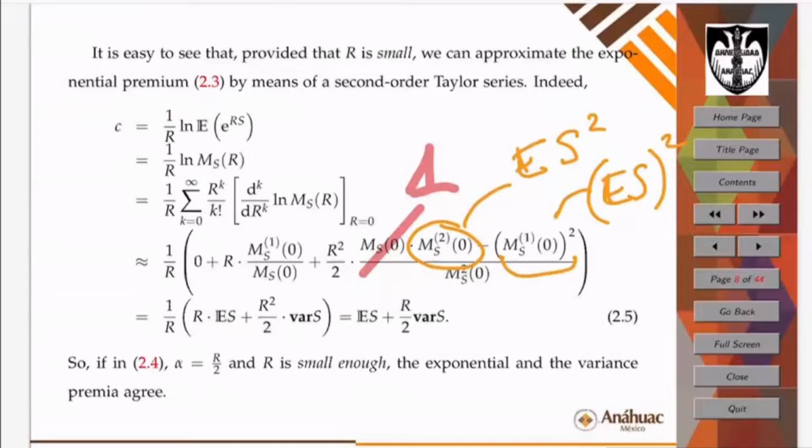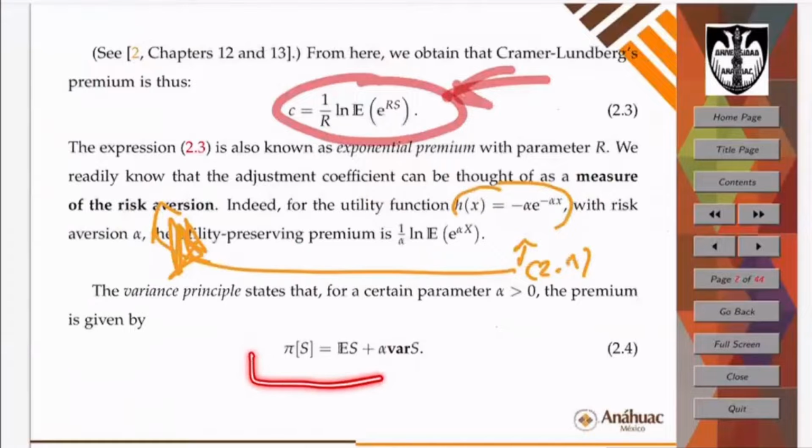This is precisely the point where we will depart from. Now, we were studying the net premium, which is this thing here. We were also studying the exponential premium, which is this one right here. And we were beginning to study the variance premium. The variance premium is given by this expression here.